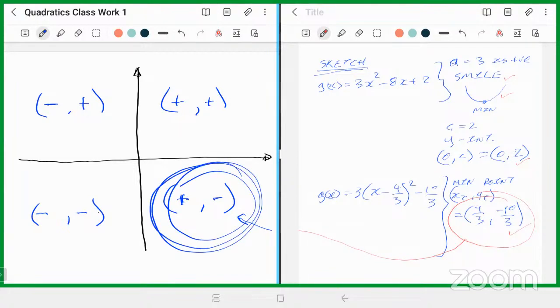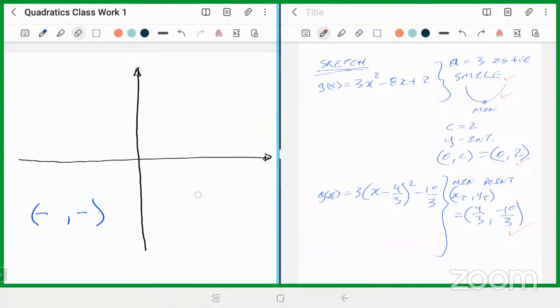Remember, it's just a sketch we're doing, so it's not like we're placing precisely where the points are. We just need to ensure that it smiles and that it turns in the right quadrant, the quadrant that has a positive x and a negative y. So when we draw the smile, the turn has to be somewhere down here. That's where it has to turn.